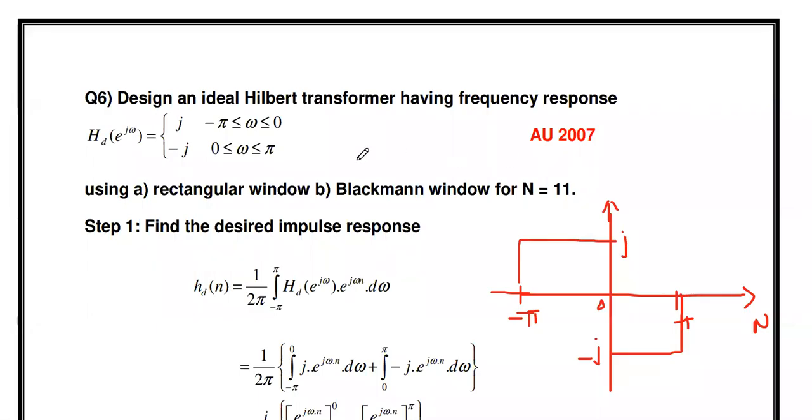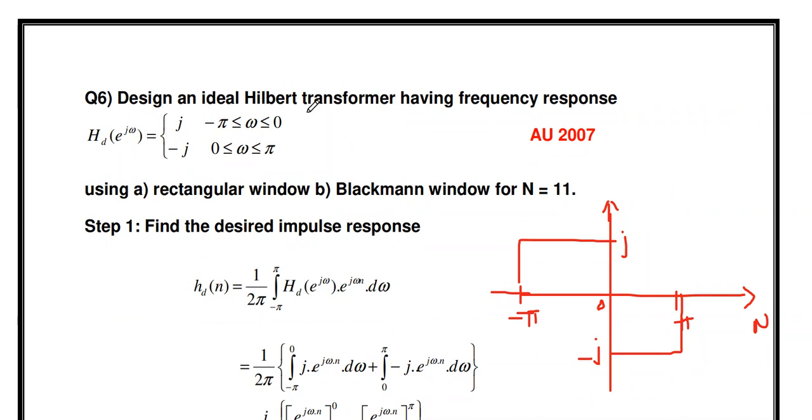Welcome to my channel. Today we are going to solve the design of an ideal Hilbert transformer using two different windowing techniques. We already solved nearly five problems using the windowing technique, so this is the 6th problem.